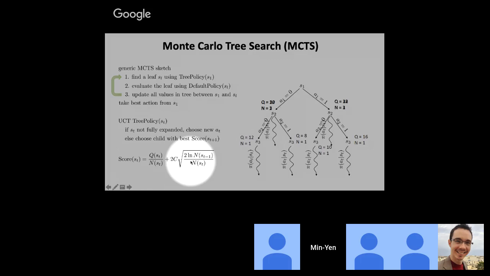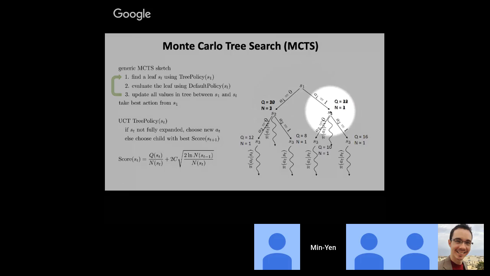Yeah, you could do that, but I think usually for UCT, you go from the root down a whole trajectory. So when you want to pick which child to go to, you use the score. For example, I would start at the root S1, then decide which action to take, A1 or A2, based on the score. Okay, and then you go there.